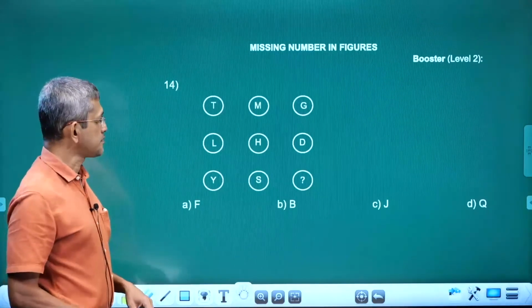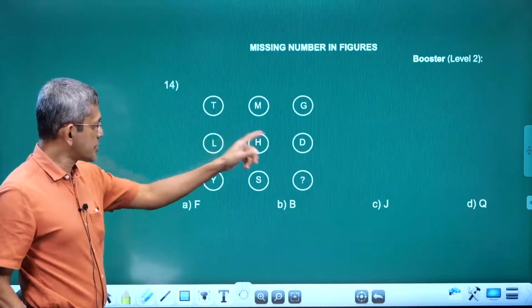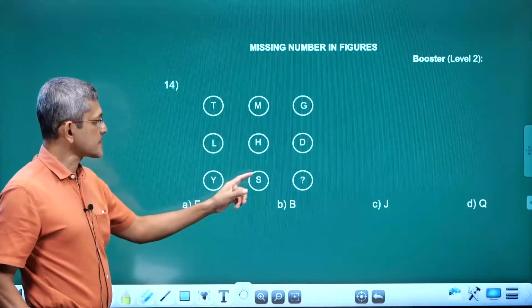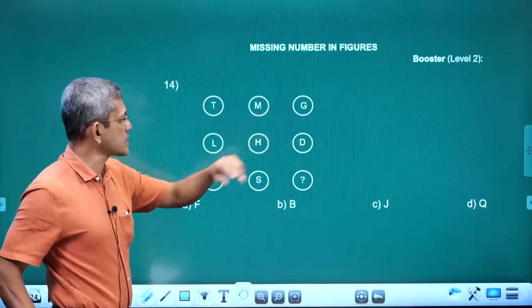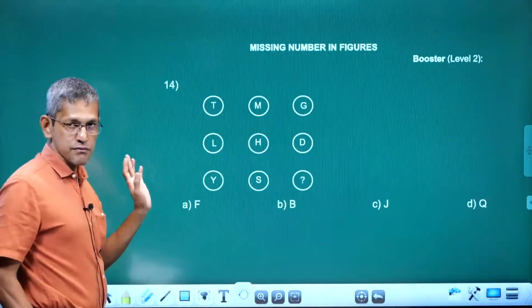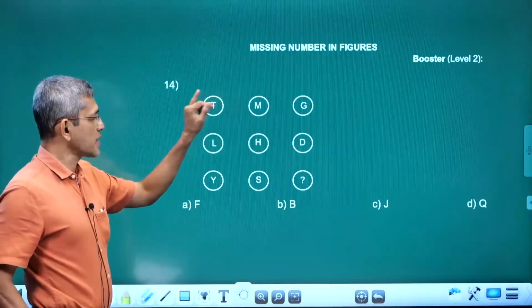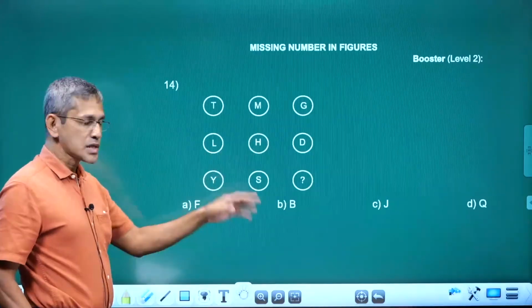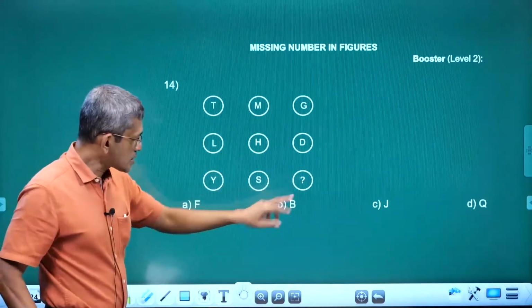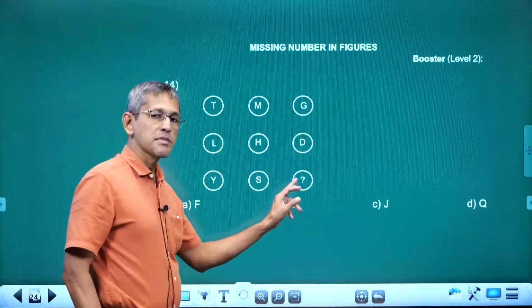Check it out. So T, M, G, L, H, D, Y, S and what? These letters are in descending order. If you look at A, B, C, D, after G we have M, after M we have T. So this is descending order. L, H, D, that's in descending order. Y, S and this letter must also be in descending order, so it must be a letter before S.